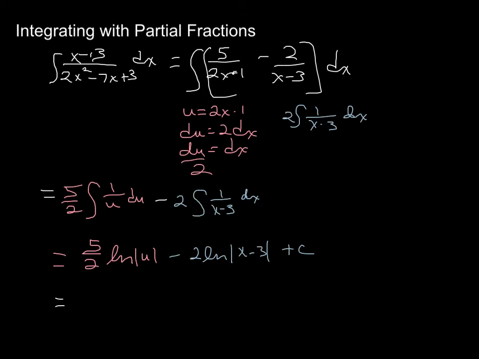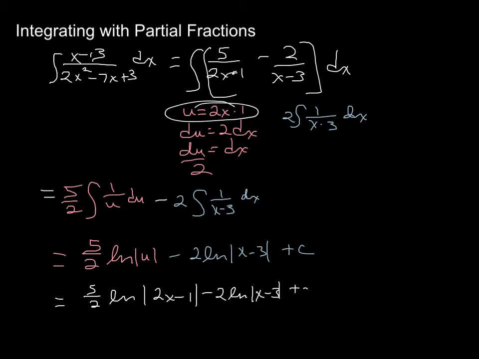So we get, substituting back in, 5 halves, the ln of the absolute value of, and then we have to go back in and substitute what our u was. So that's 2x minus 1 minus 2 ln of x minus 3 plus c. And then you can leave it like that and be done.